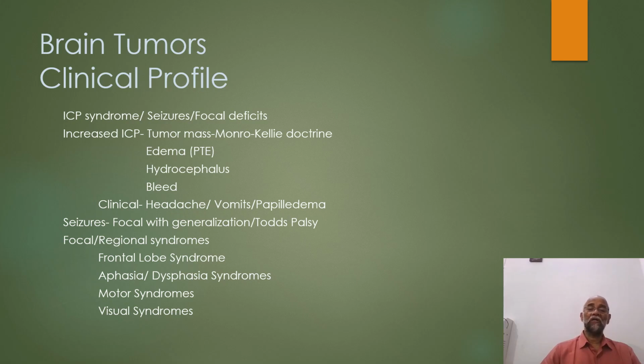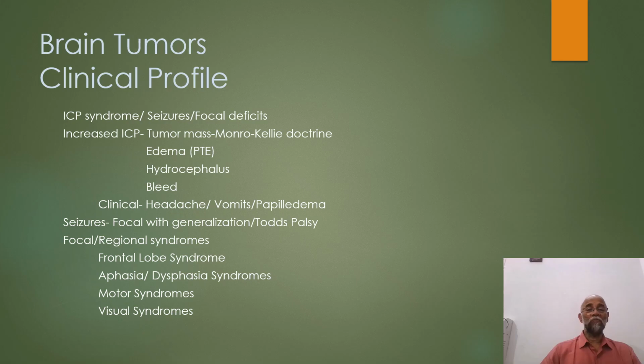Seizures occur with brain tumors. They are usually focal with secondary generalization, and sometimes these seizures are associated with Todd's palsy, that is, from the area where the tumor exists and the seizure originated, the motor component is impaired in function for 24 to 48 hours. So if you have a right-sided tumor involving the motor strip giving rise to a seizure, you can have left-sided weakness, which can persist for a day or two.